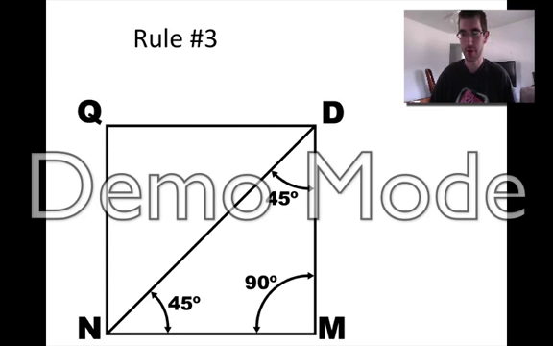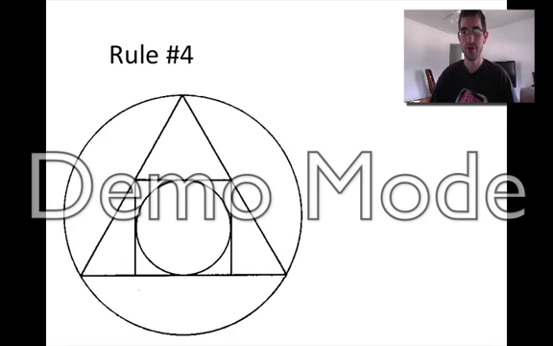And the fourth rule would be that all the edges, if placed inside of a circle, as you can see here, will fit inside the circle perfectly. There's no edges going out, none too short. It fits in that circle perfectly. So those are the 4 rules.